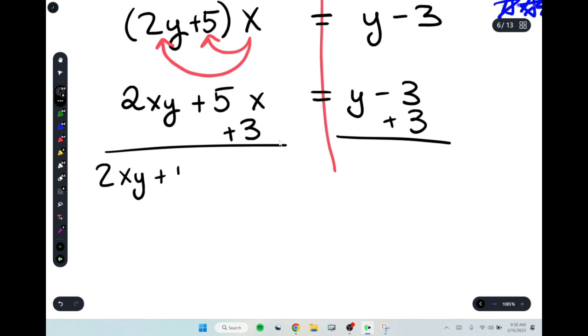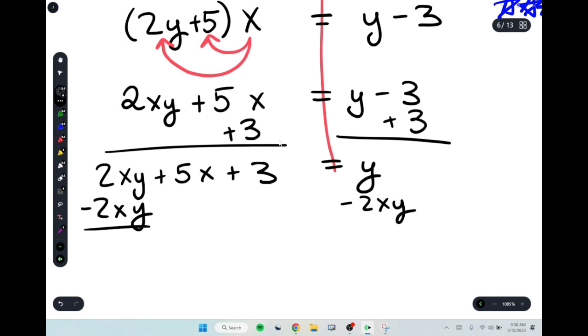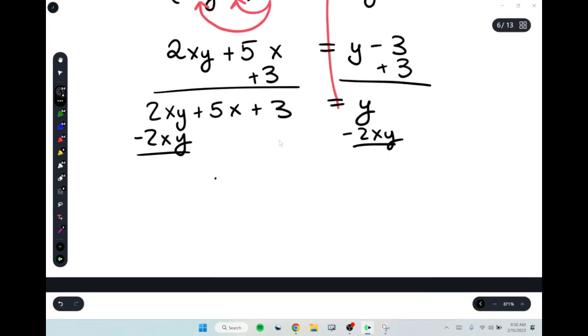2xy plus 5x plus 3 equals y. Next step. Is that the answer? Minus 2xy. Oh, shoot. We don't have y by itself, right? It's 2 steps either way. Doesn't matter which one you move over. You would have had to do both things. So now we've got 5x plus 3 equals y minus 2xy. We don't have y by itself.